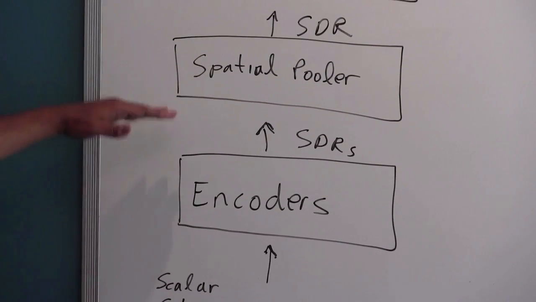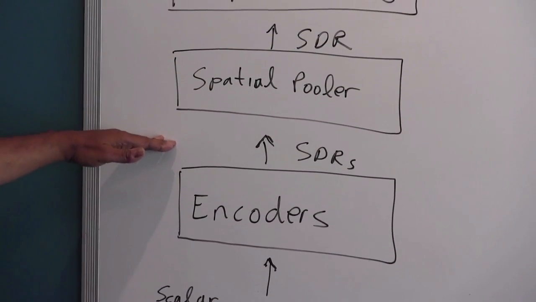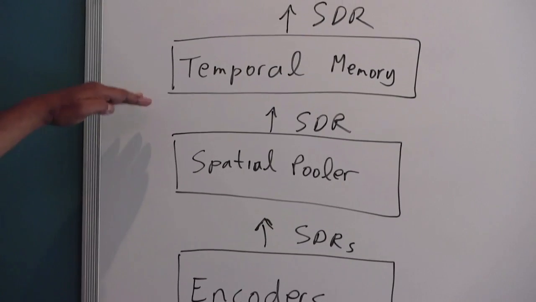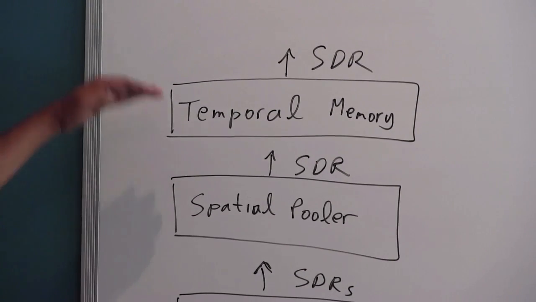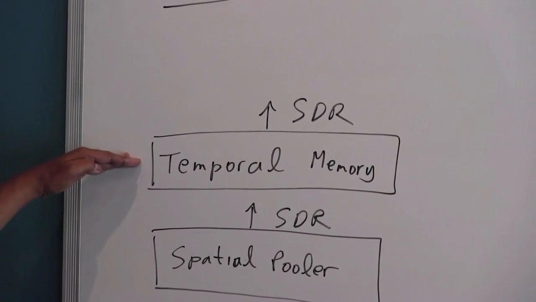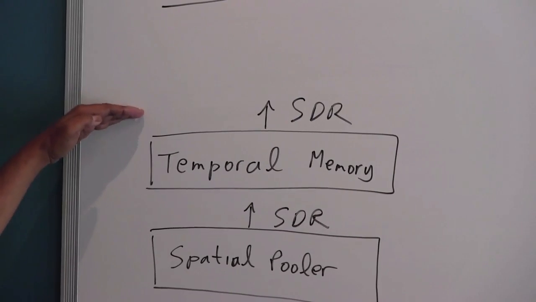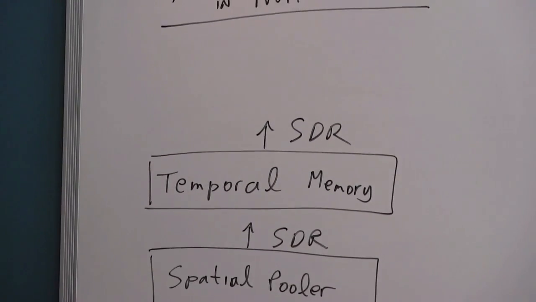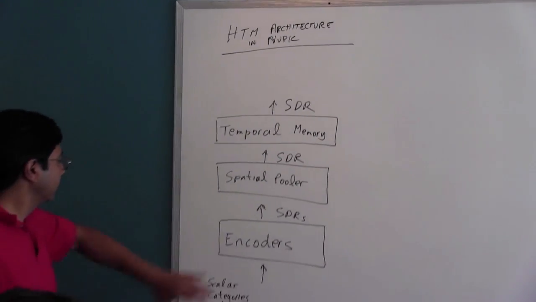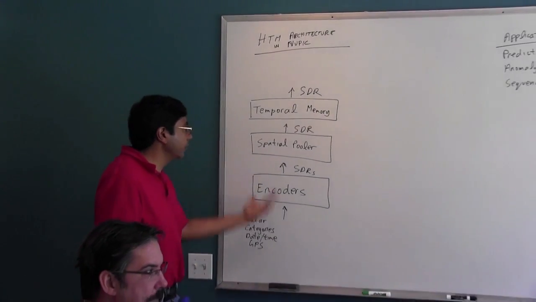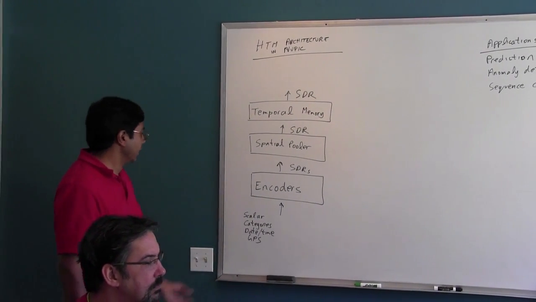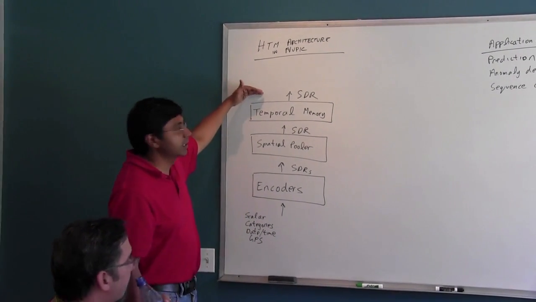Encoders convert that data to sparse distributed representations, goes through a spatial pooler. Out of that you get another SDR, and it goes through a temporal memory or sequence memory module, and out of that you get another SDR. Okay, so that's kind of the basic flow of data, and of course this is temporal data coming in, so you have a sequence of information coming in and a sequence of SDRs.